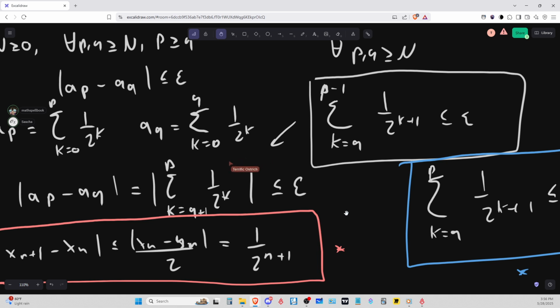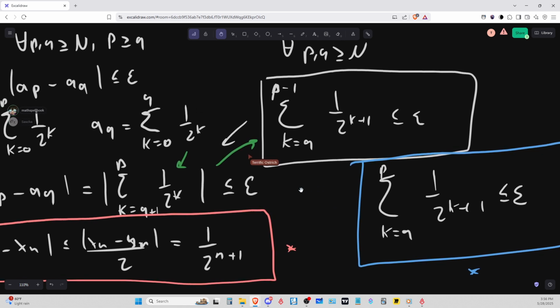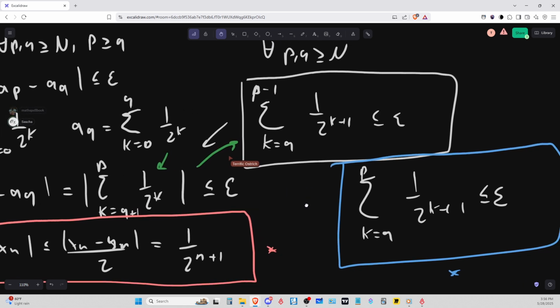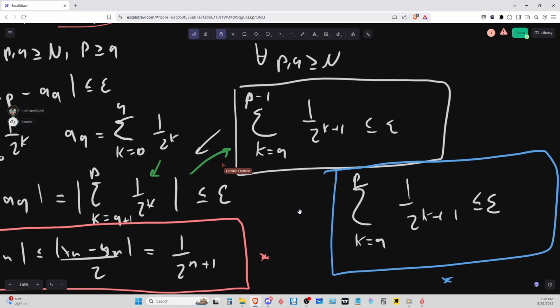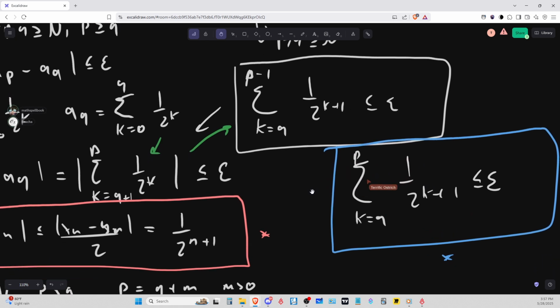Okay, so if you use the strict definition, we just get this one, right? But then if we change the indices, if we replace k by k plus 1, then we get the one in white. But this equality holds for every p and q which are bigger than n. In particular, it works if I replace p by p plus 1, and the case where I chose p equal to p plus 1 is the one in blue.